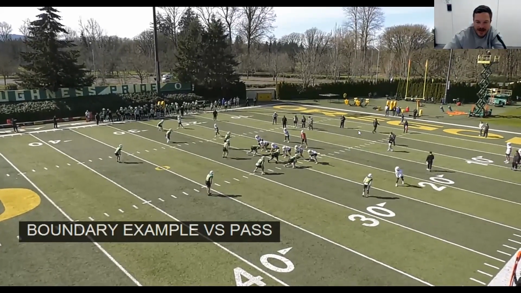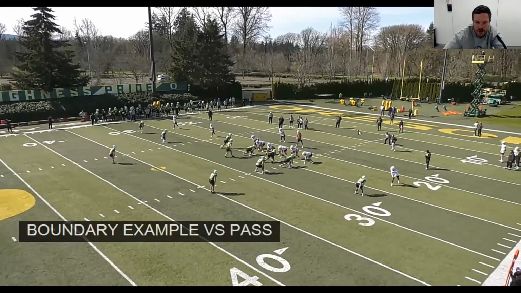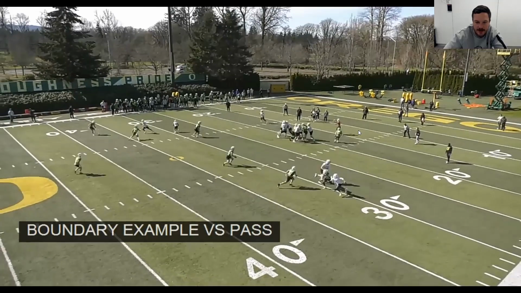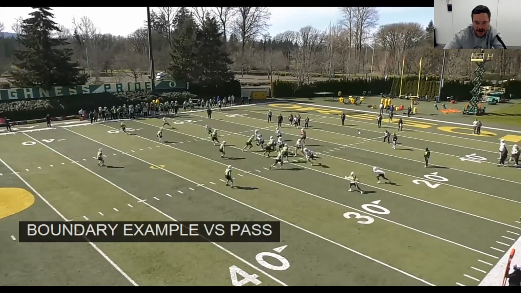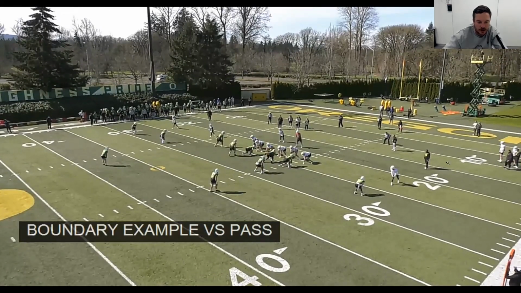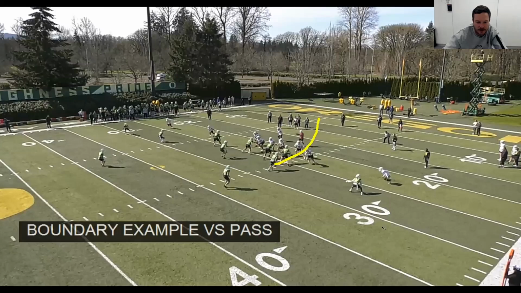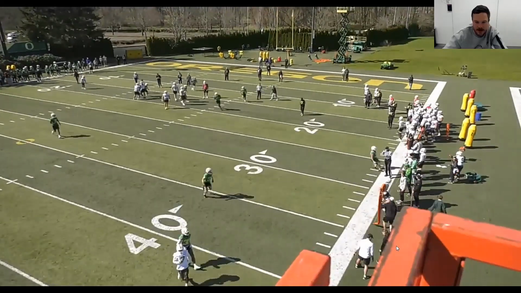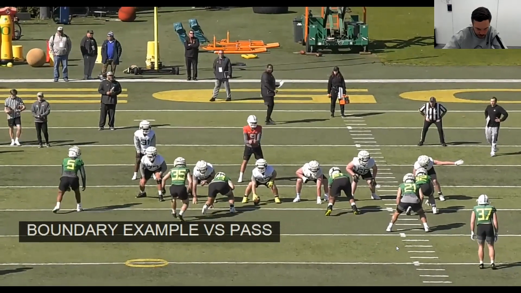So you don't need a million answers. One of the things we're focused on right here now at Oregon is making sure that we don't have a million answers. Limit our answers. Let's be able to execute the answers we do have at a high level. Again, showing pressure to the field, trying to show population to the field. Now bringing pressure from the boundary. And you can play a variety of coverages over here to the boundary when you do that.